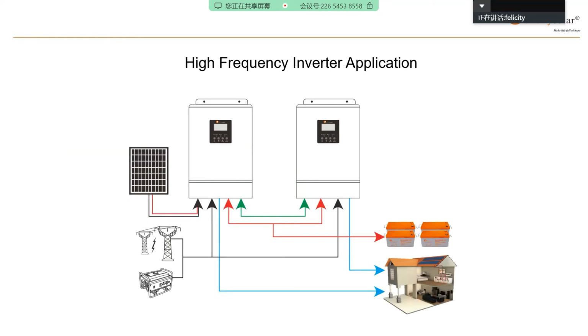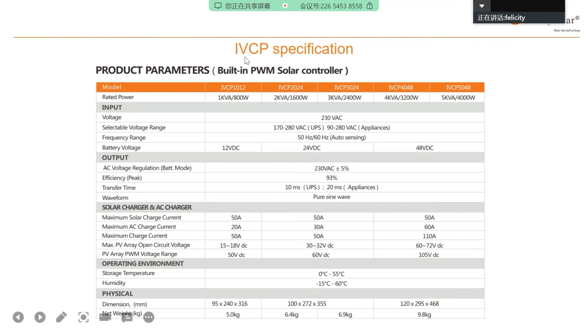And this is the application diagram. So this is the connection of the system. And here's the IVCP. IVCP has a built-in PWM controller. We have different models, but now the most selling model is IVCP 1 kilowatt 12 volt, IVCP 1012, and IVCP 3024, which means IVCP 3 kilowatt 24 volt. These are the most selling recently.